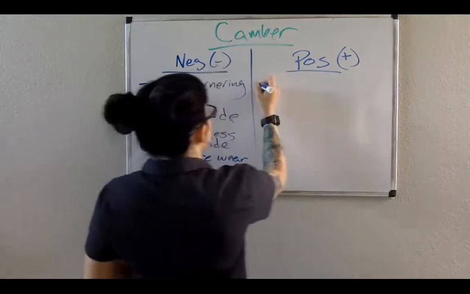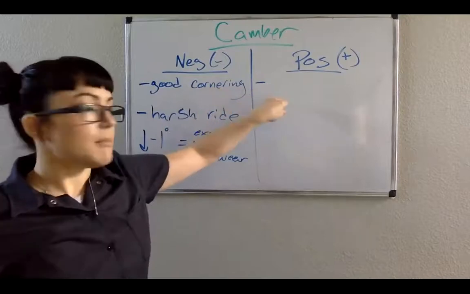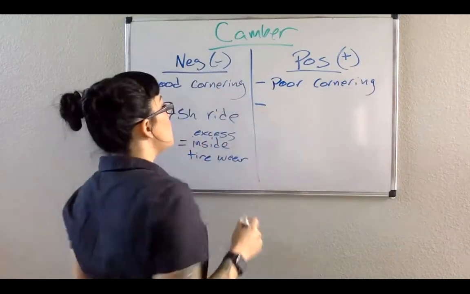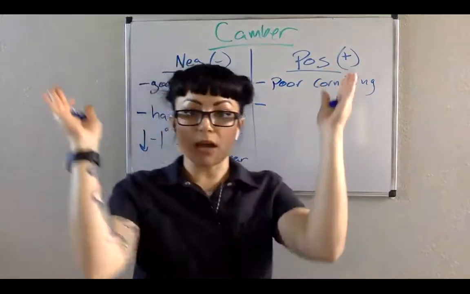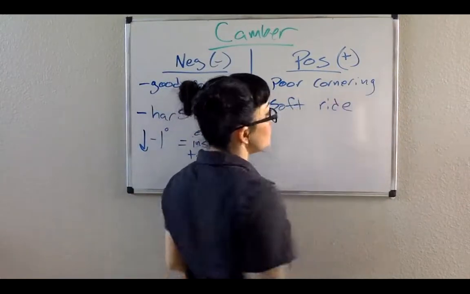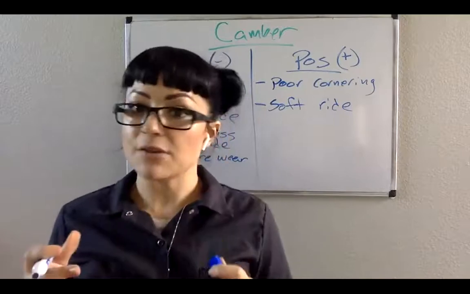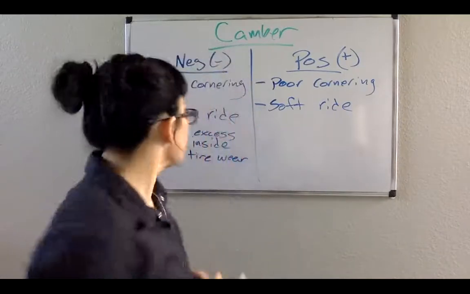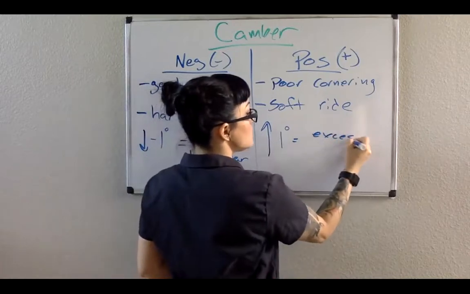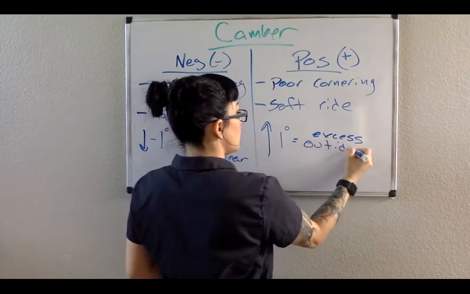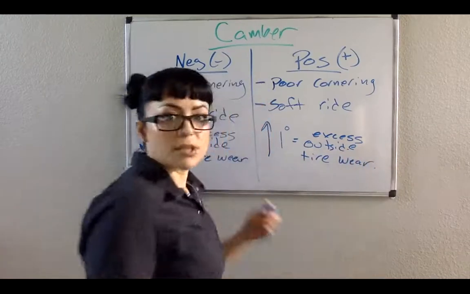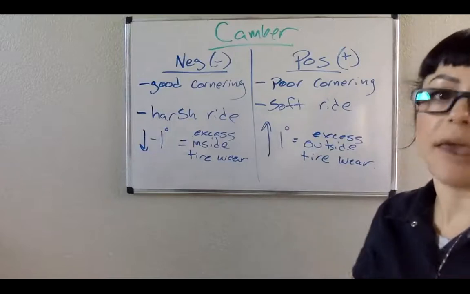Okay, positive. It's all give and take, right? Positive camber, as I mentioned, gives poor cornering. And on the flip side of the harsh ride, because our tires are facing in the opposite direction, positive camber is going to give a soft ride. So it's going to be a lot more comfortable to drive in, but it's not going to handle very well in corners at all. So there are pros and cons. Obviously, anything in excess of 1 degree is going to equal excess outside edge tire wear. So that's just something to think about when we are talking about camber alignment angles.